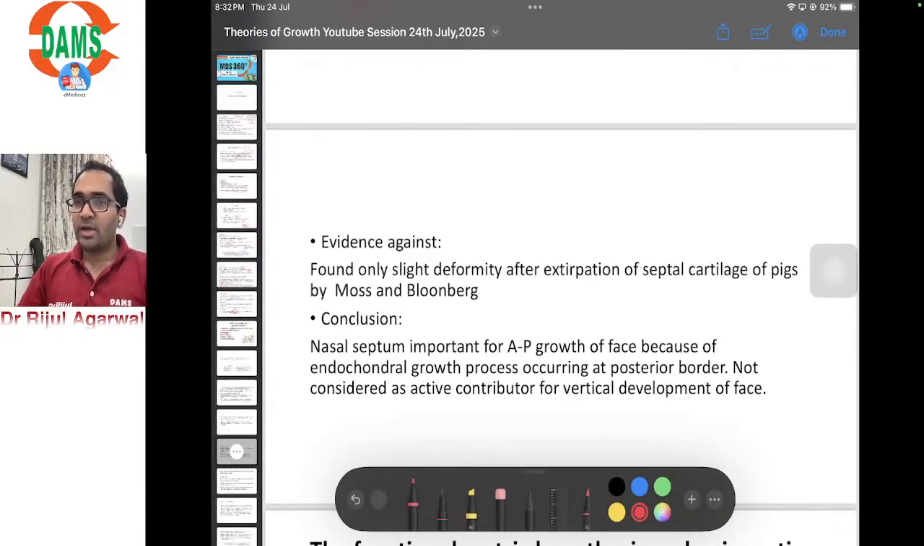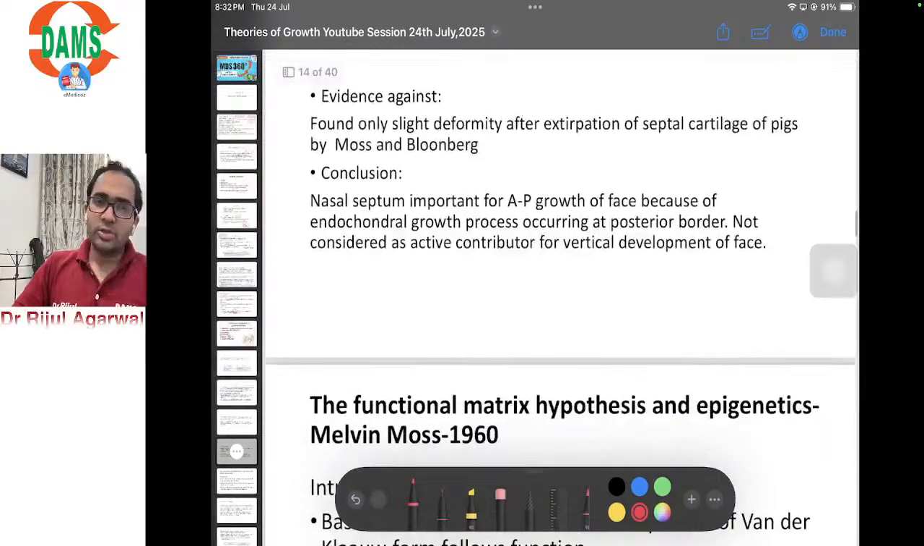So nasal septal cartilage is responsible for the anteroposterior growth, but not the only factor, because there is also vertical growth occurring, and transverse growth of the maxilla also occurs. So it is due to other factors as well. I hope this theory is also clear.